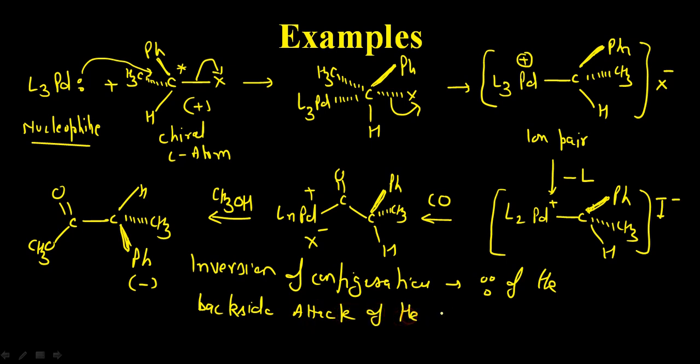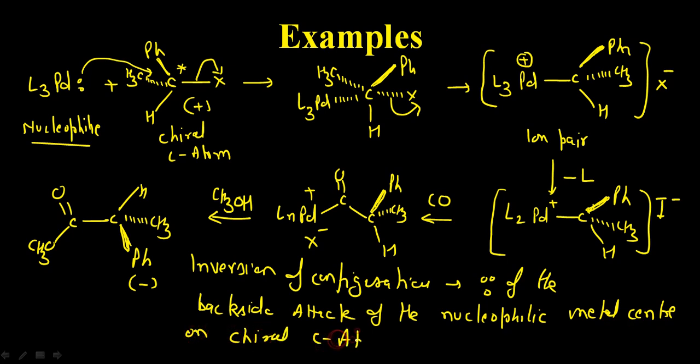of the nucleophilic metallic center on chiral carbon atom. So this is a very important feature of this SN2 type mechanism, in which there is inversion of configuration, provided the alkyl halide, anything which is the adding molecule, which is the reagent, contains a chiral carbon atom.